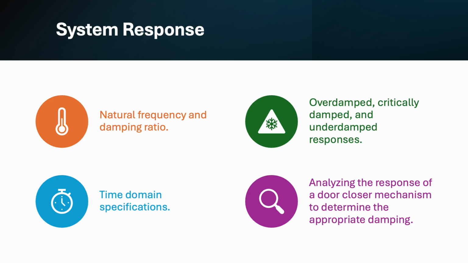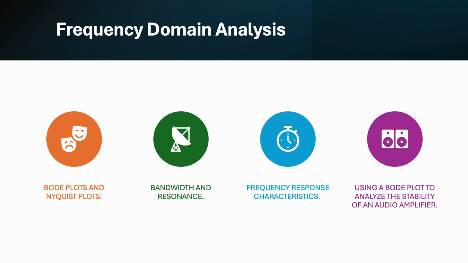The system response, natural frequency, and damping ratio, as discussed earlier, overdamped, critically damped, and underdamped responses, time domain specifications, and the example of analyzing the response of a door closer mechanism to determine the appropriate damping. Frequency domain analysis. Let's look into this with an example.